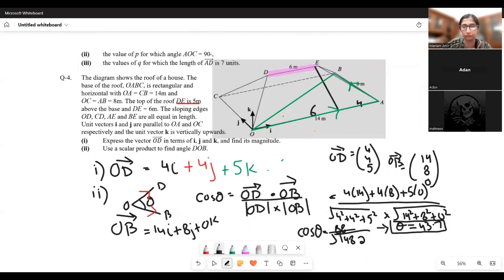Question 5. Marine, do you have any questions here? No, ma'am. Did you understand how we found OD, then going from O to B, the directions, I to K? Okay, yes, yes.